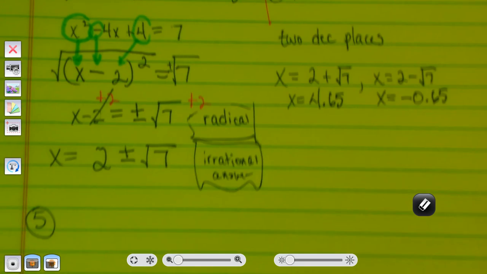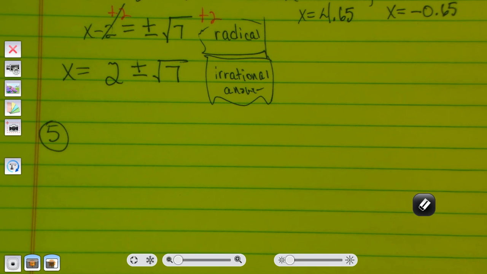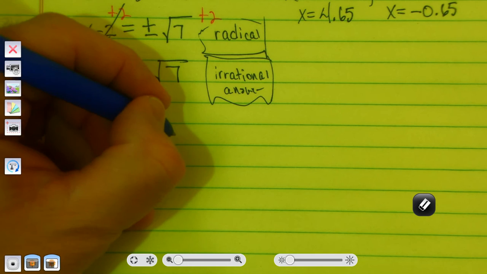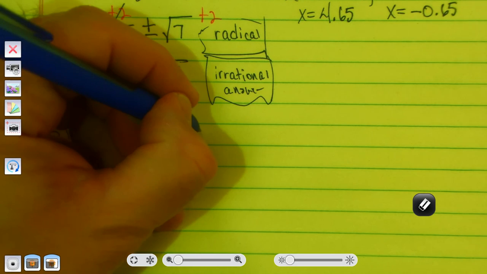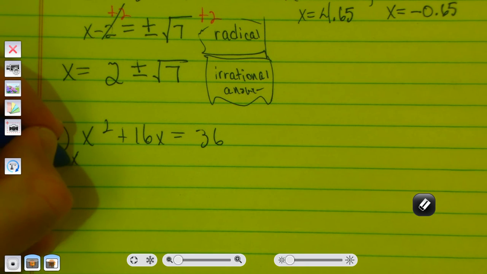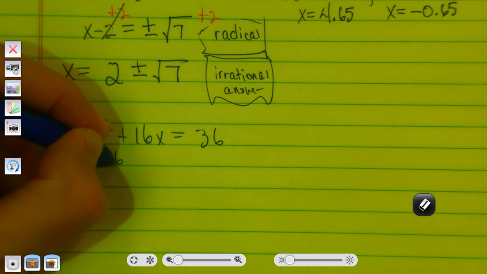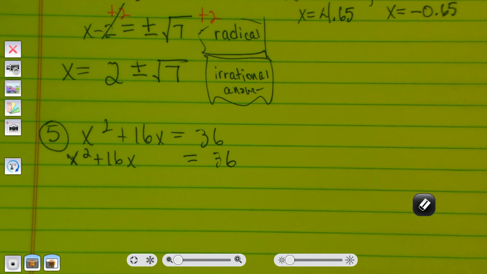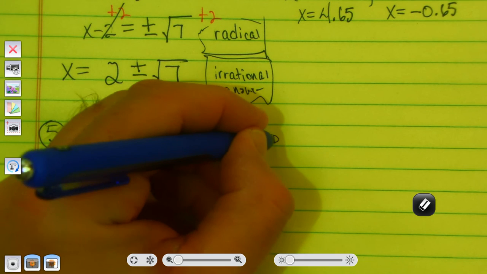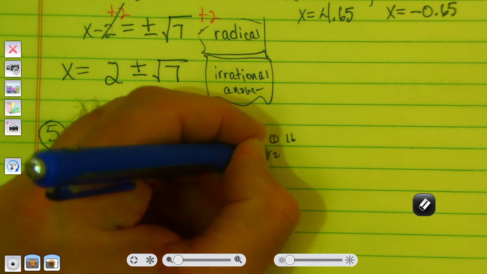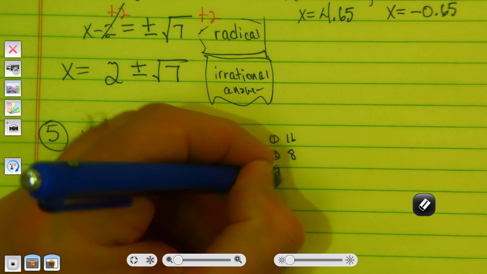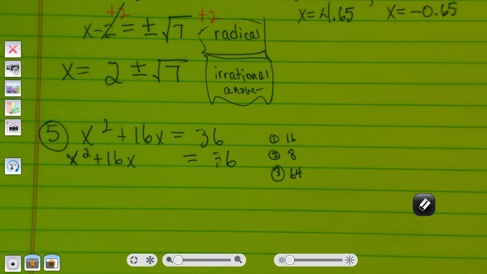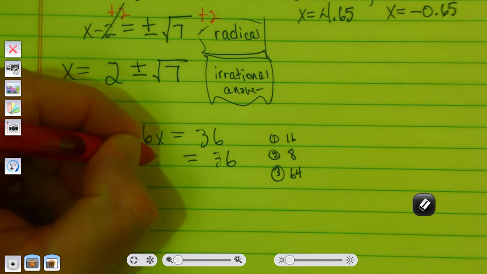Let's look at another example, see how this works again. This is example 5, x squared plus 16x equals 36. So first thing I need to do is leave a little space to complete the square. All right, so it is 16. 16 divided by 2 is 8. 8 squared is what? 64. So I'm going to add 64 to both sides.